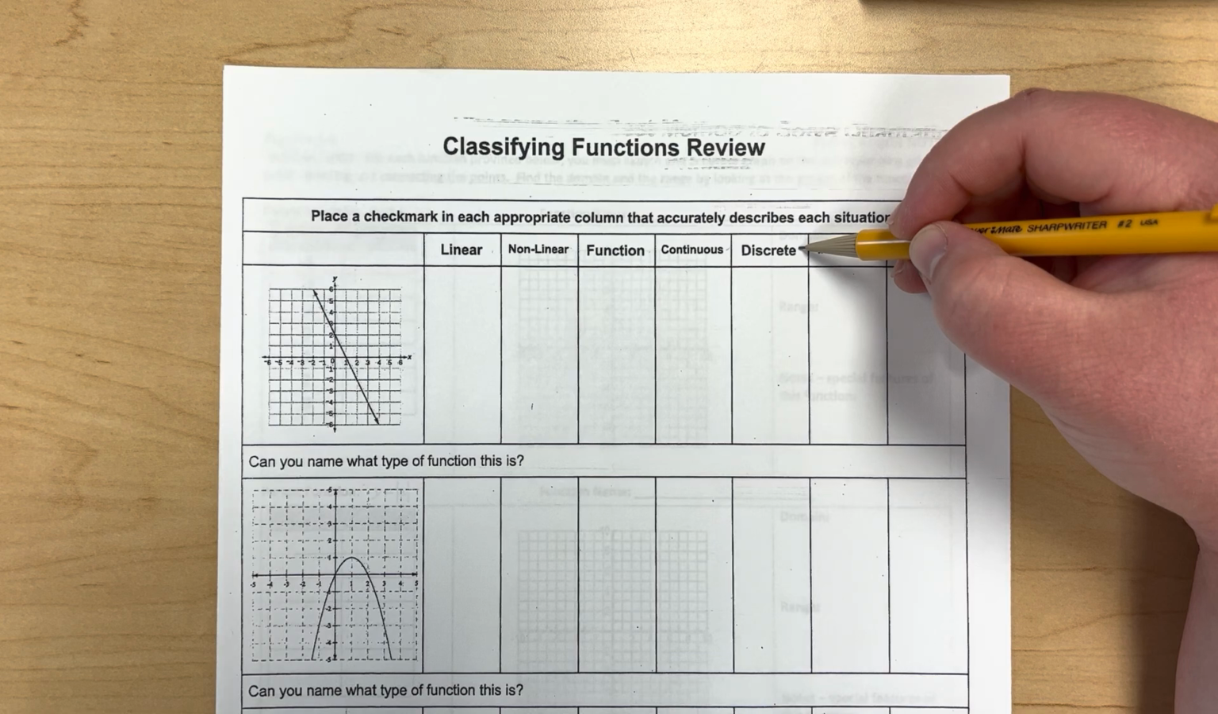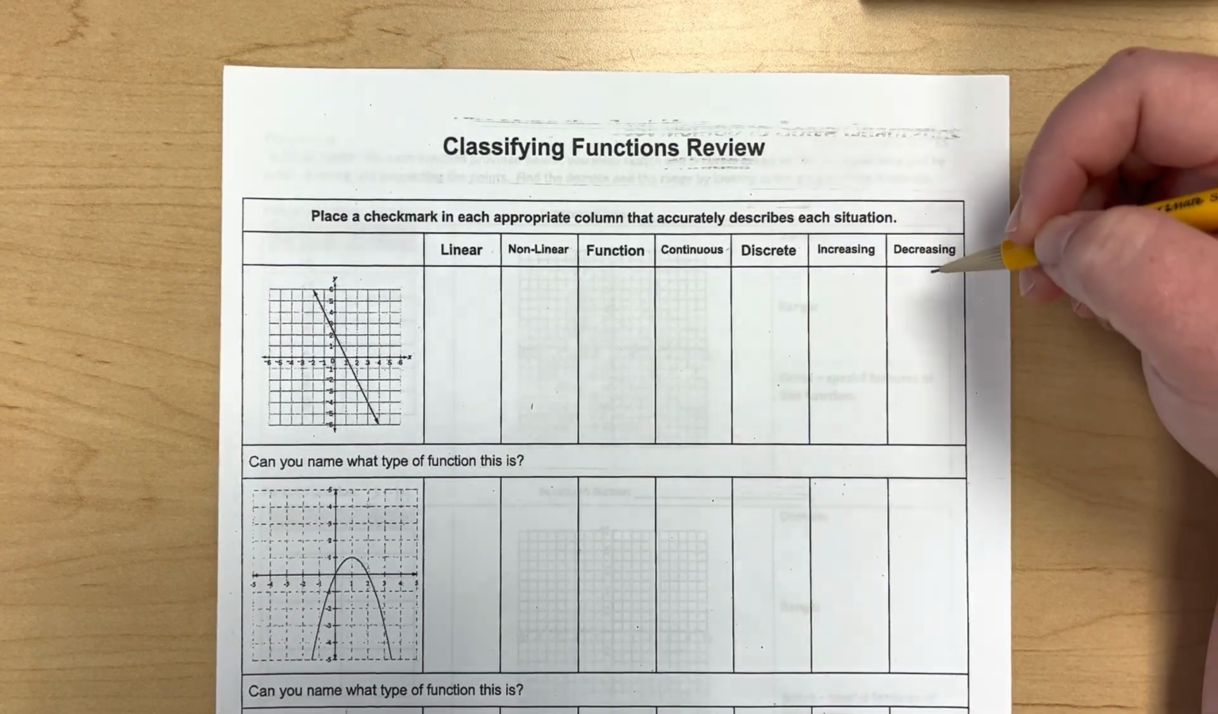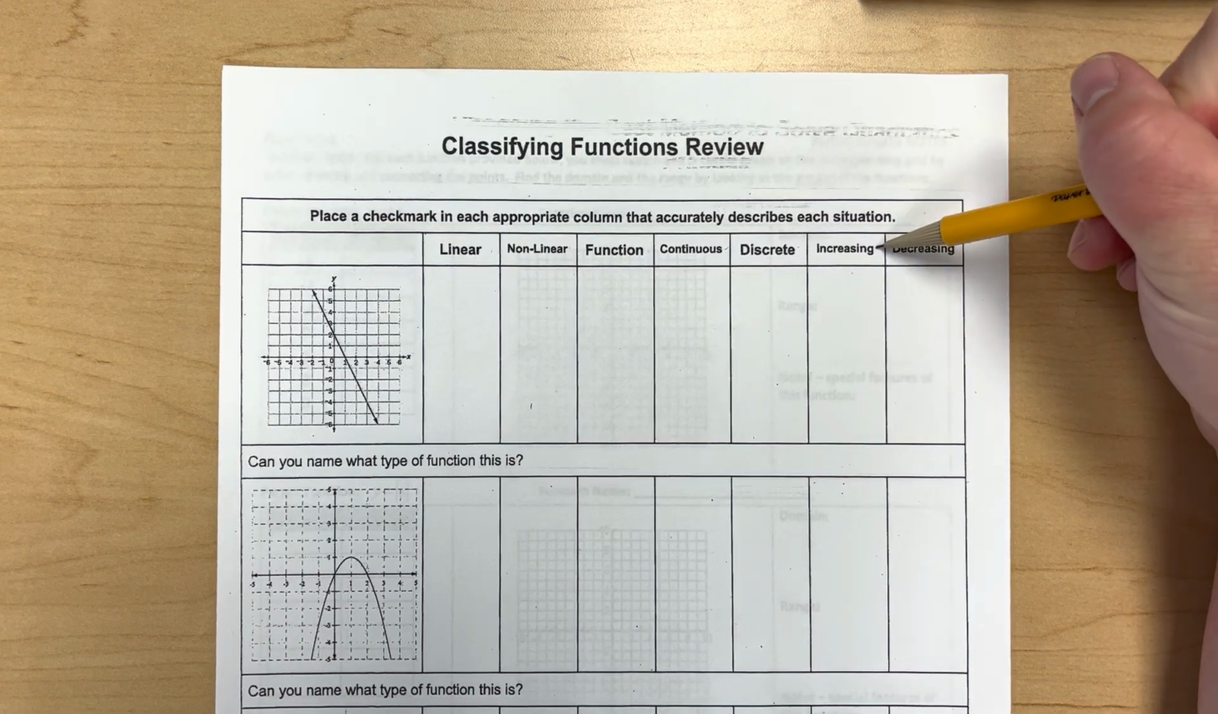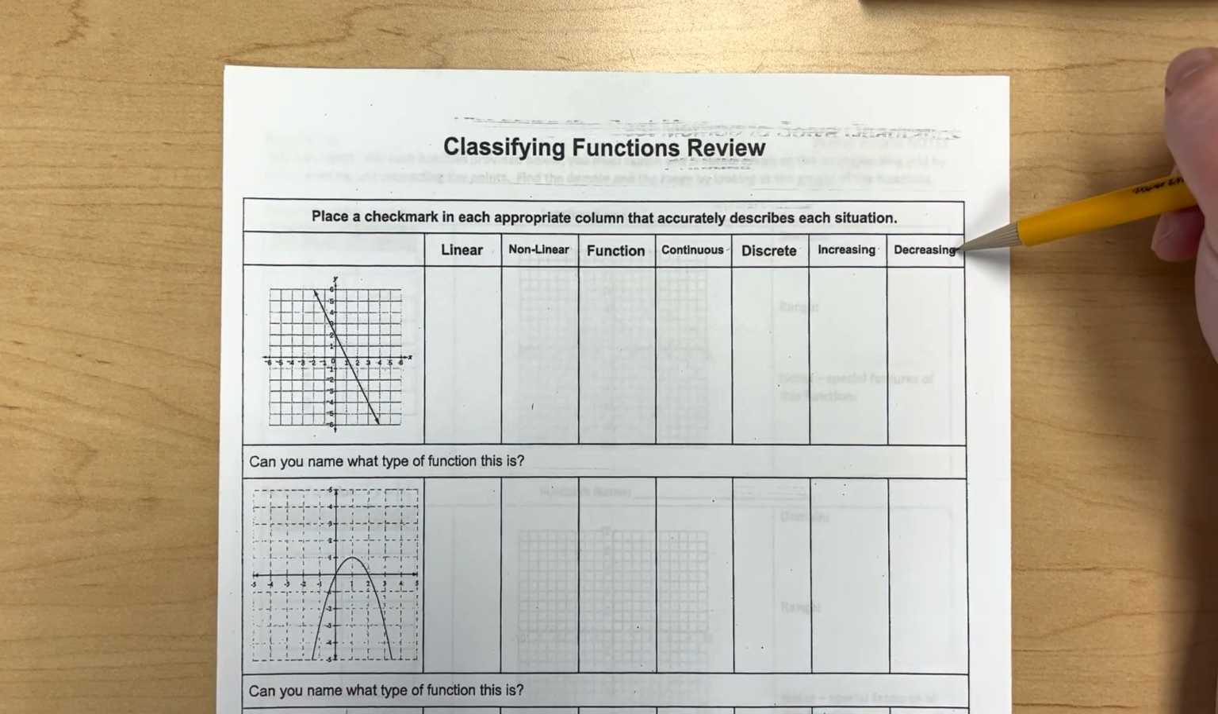Discrete, on the other hand, is the opposite of that. That means that they're just points. They are not connected by a line. Increasing means the graph is going up from left to right. Decreasing is the opposite. It's going down from left to right.